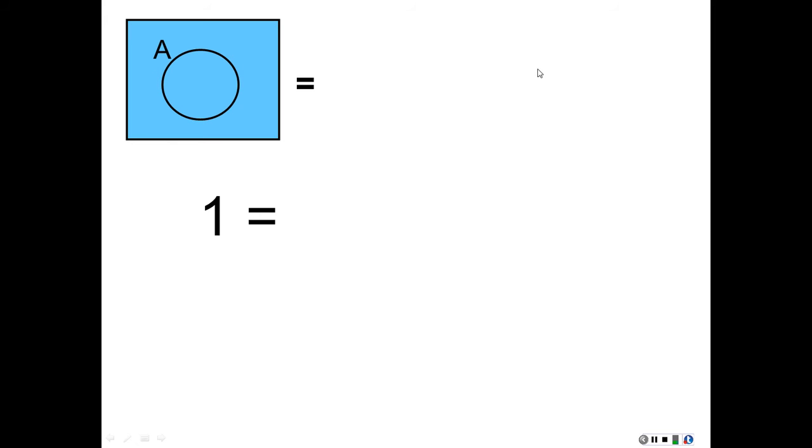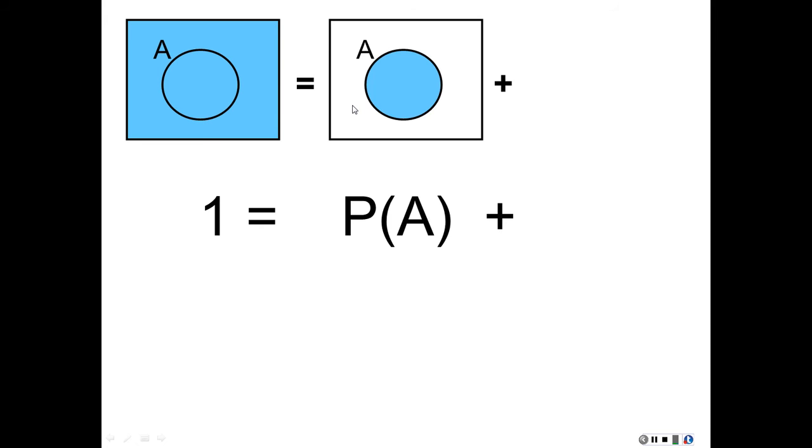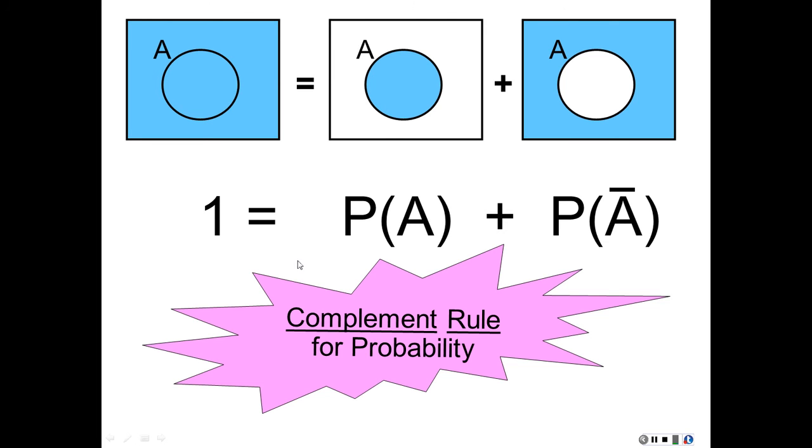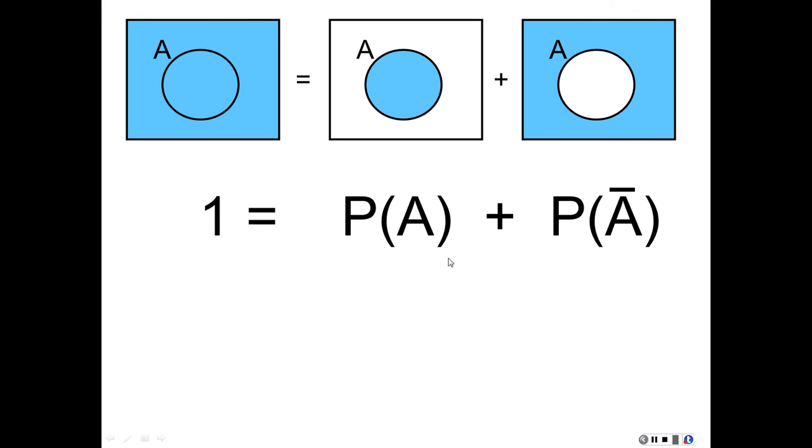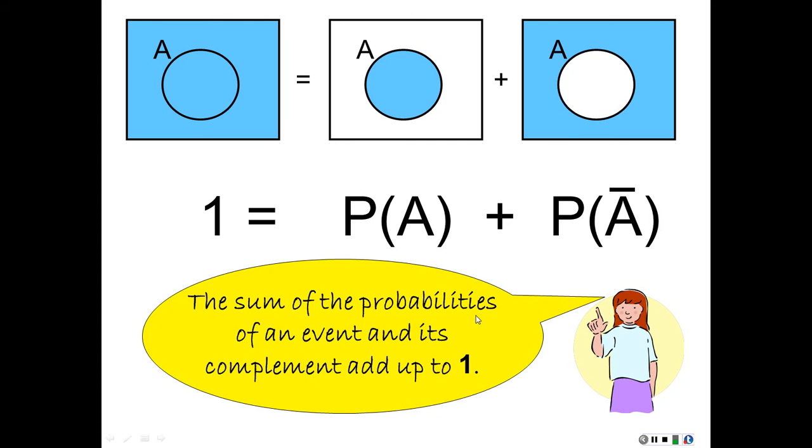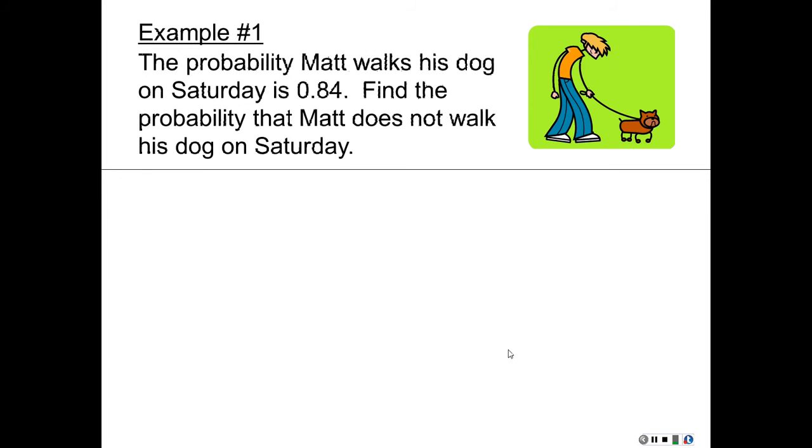Now, one of the things that you know about this is this. The probability of the event A and the probability of the complement of the event A equals 1. So the event A plus the complement equals 1. That's an important rule that you're going to be using throughout the whole semester, or throughout the whole summer. The sum of the two probabilities equals 1.